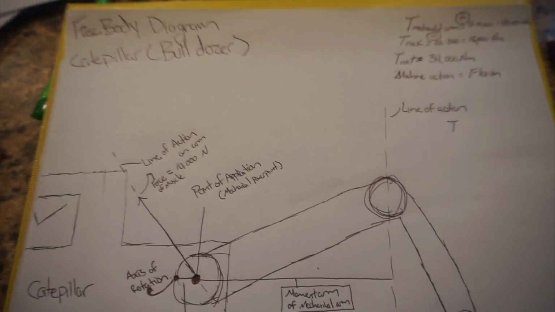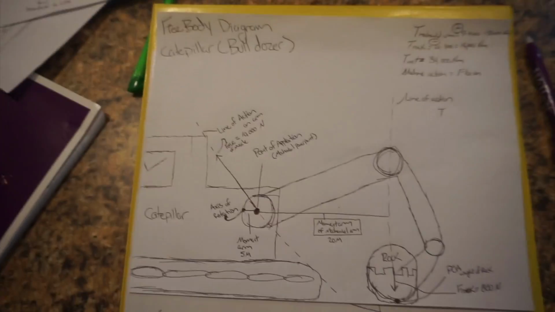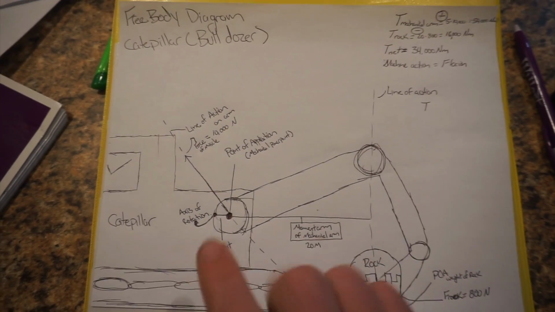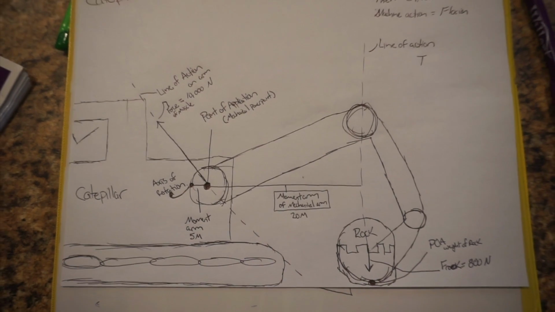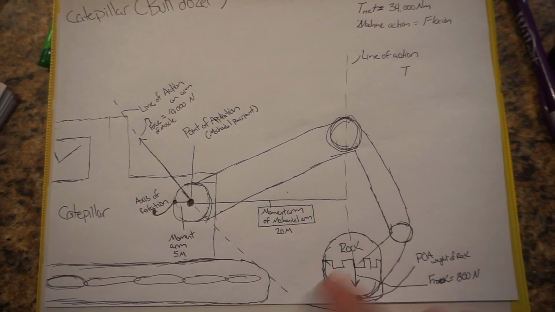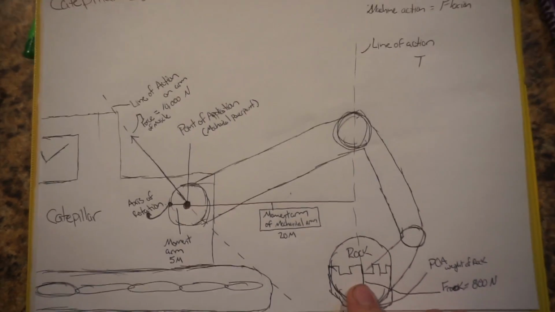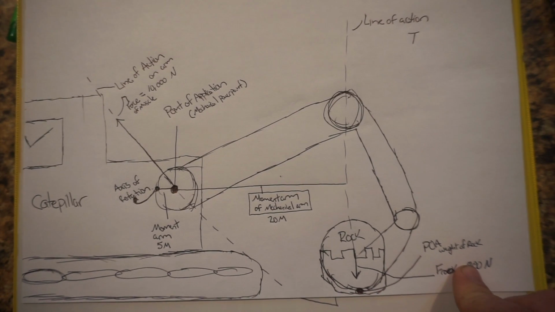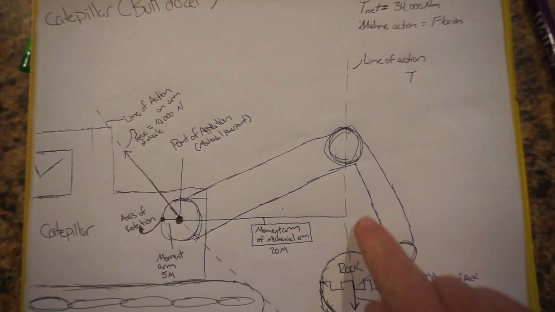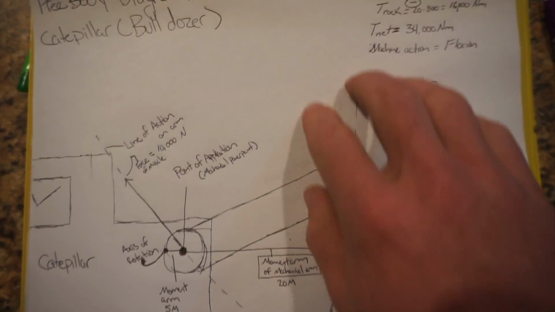My next free body diagram is of a non-biological system, and my drawing here is looking like this. It's actually a bulldozer, so that's what I decided to go with. Looking at what we have going on here, I have a rock, and then I have the backhoe arm of the bulldozer bringing that rock straight up. The force of the rock is right down here. That's going to be 800 newtons, and the line of action is going to be straight up and down here because we're bringing this rock straight up.